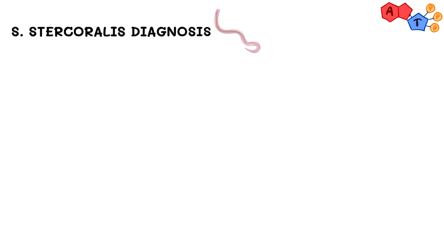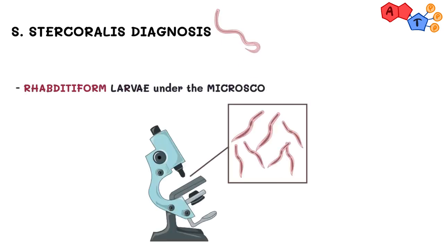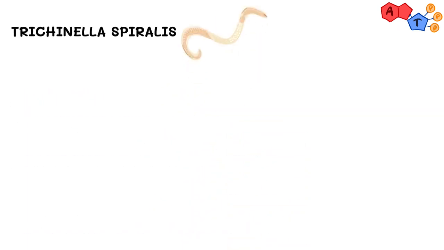For the diagnosis, we look for rhabditoform larvae seen in feces under the microscope. Then we have Trichinella spiralis. This worm can be found in pigs, rodents, and carnivores.